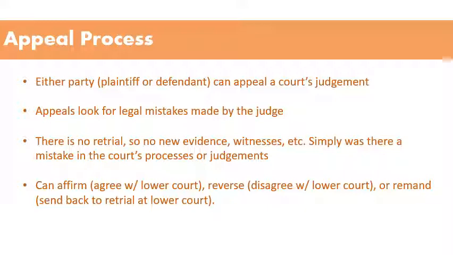And then there are 3 ways that this can play out. The appeals court can affirm, and that means that they agree with what the lower court did. They can reverse, meaning that they disagree with the lower court, or they can remand it, and that means that they send it back for retrial at a lower court. In that retrial, new evidence can be admitted or new witnesses can come, and you kind of start all over again. Okay, so this concludes our discussion of the civil court procedures.